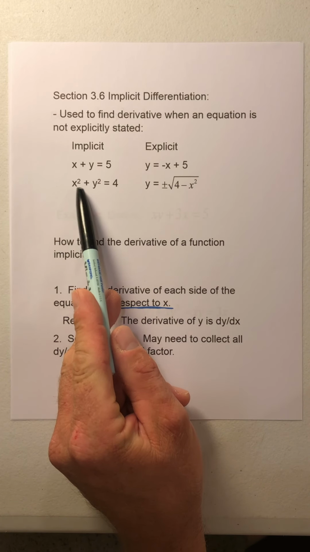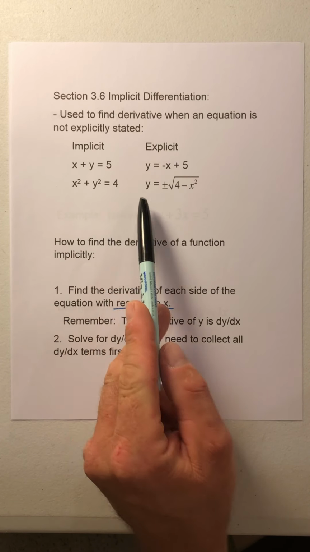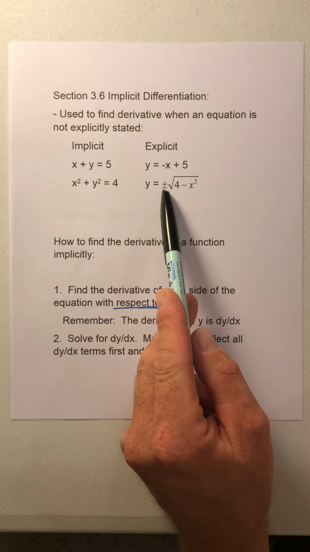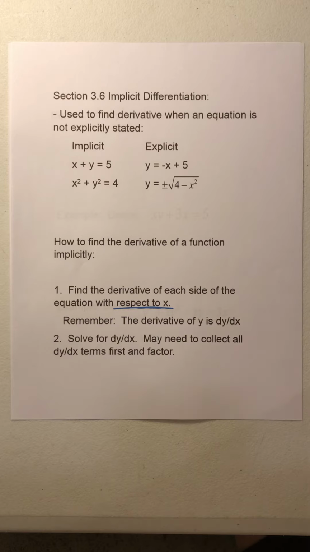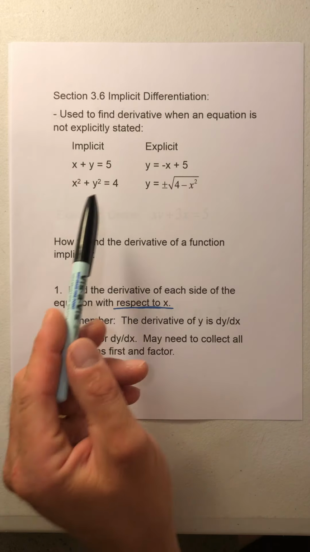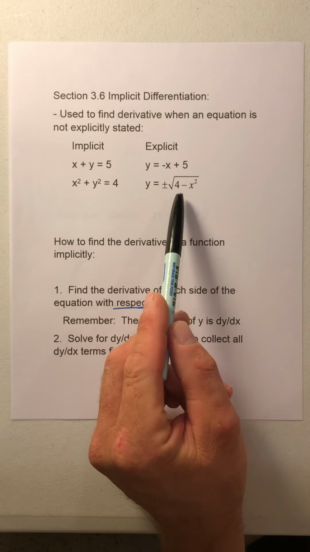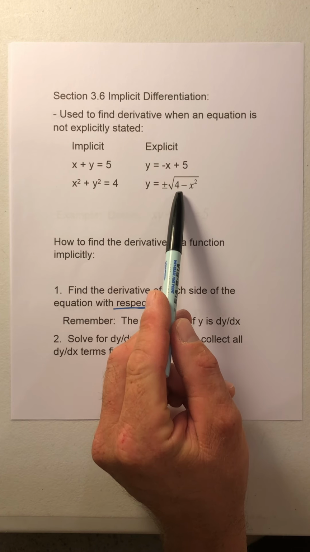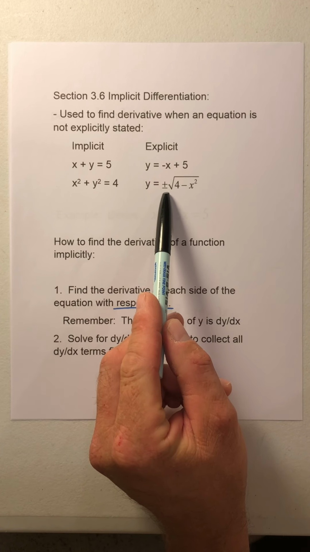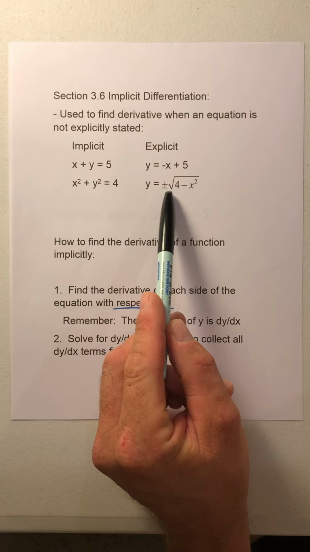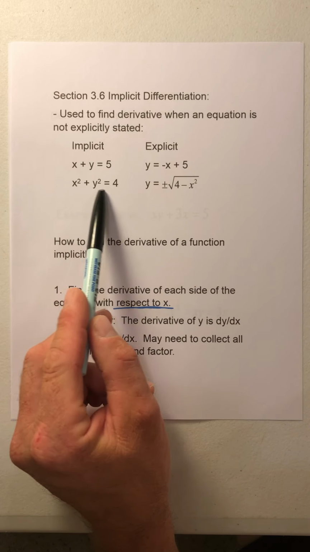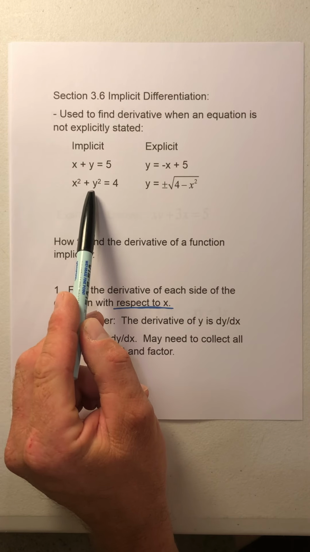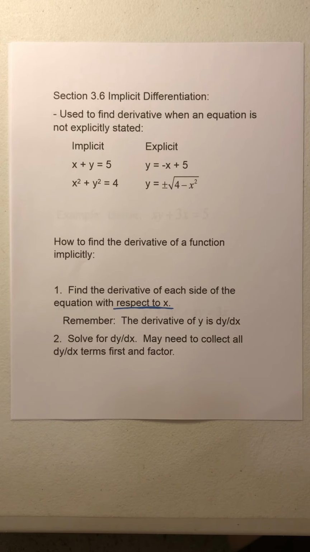A nice circle: x squared plus y squared equals 4. Explicitly, we're going to look at the positive or negative square root of 4 minus x squared. When we get into derivatives, this is going to require us to do the chain rule to be able to find that derivative. And we're going to have that plus and minus sign to work around. If we look at the implicit form, this is actually a little nicer looking to begin with. So that's why we're going to start looking at implicit versus explicit.